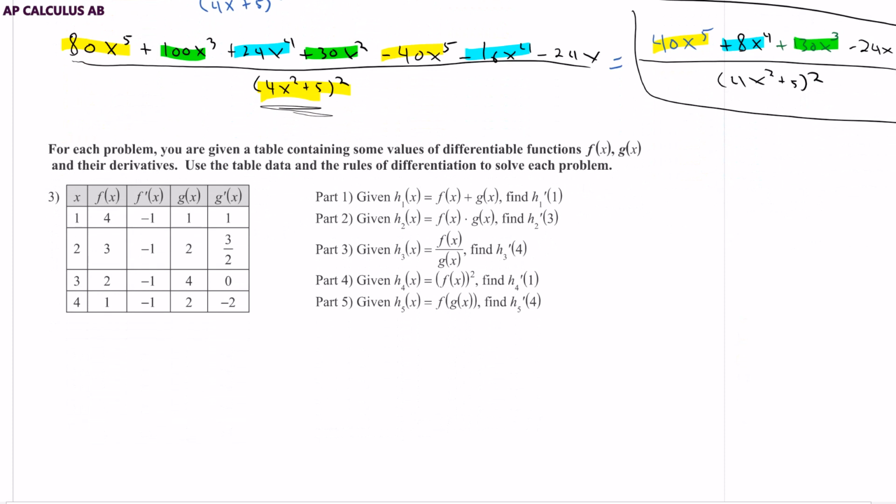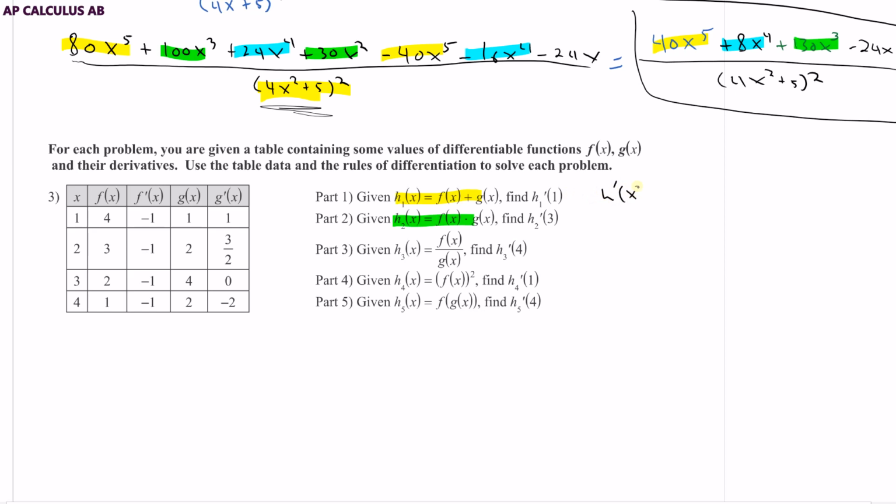For number 3, you're given this table of values, and you're given some different functions that are defined in different ways, and you want to find the derivative of that function evaluated at the different values, right? So for part 1, we're given h1 of x is f of x plus g of x. Find h prime of 1.